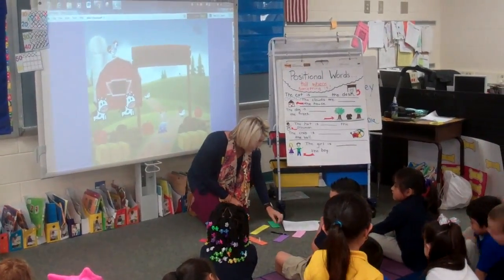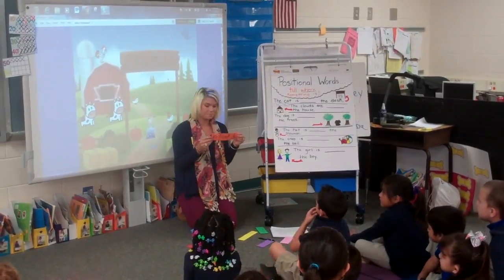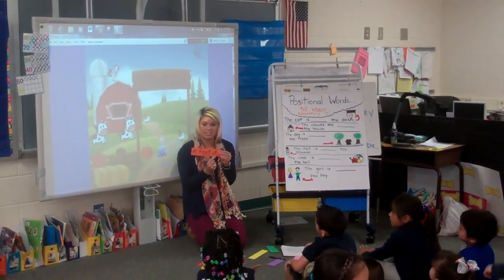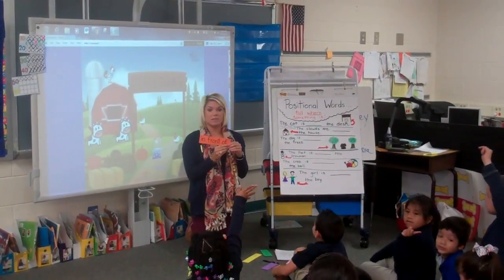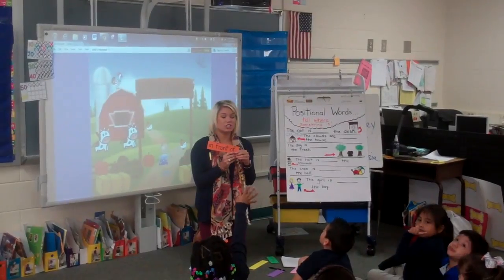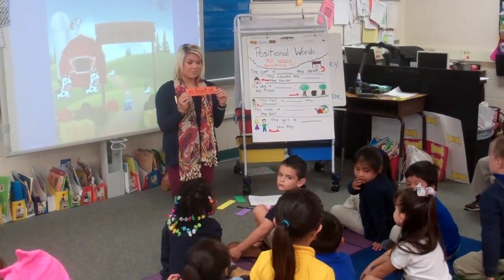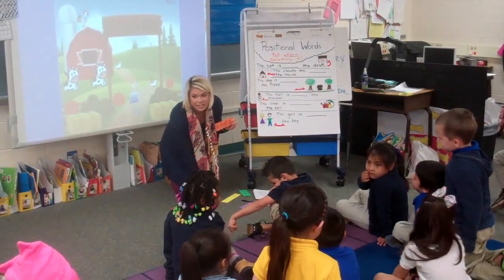All right, and then another word. This is three different words, okay? And it says in front of. Can someone guess and tell me what in front of means? Shh, raise your hand. In front. She pointed right in front of her, into the square in front of her square. Okay, so that was in front of.